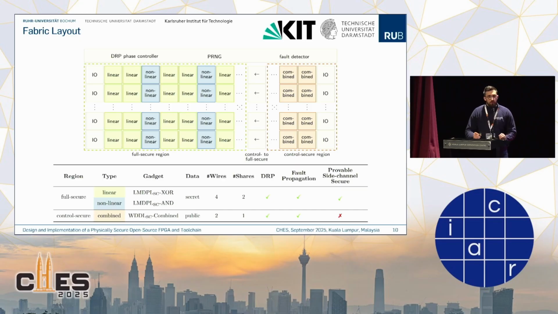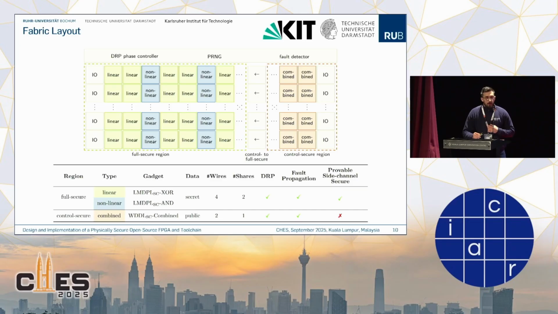And then we also name the most important global modules of the fabric. One of these is the DRP phase controller, which generates the control signals that are connected to each of the tiles and applies the synchronous DRP phases. The middle one is the PRNG, which is an unrolled Trivium stream cipher, and this one scales with the number of nonlinear tiles in the entire fabric layout.